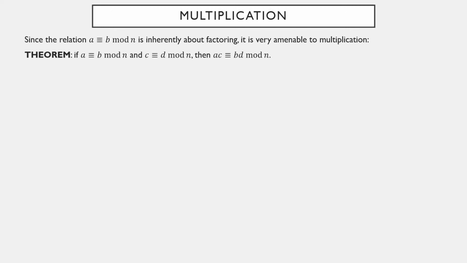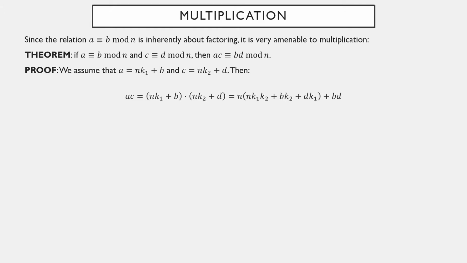If I have one equivalence mod n, A is equivalent to B, and another equivalence mod n, C is equivalent to D, then I can multiply them together to get AC is equivalent to BD modulo n. Notice that all three statements are modulo n. Well, if A is equivalent to B modulo n, then A must be a multiple of n plus B, and if C is equivalent to D modulo n, then C must be a multiple of n plus D. And I just multiply those together.